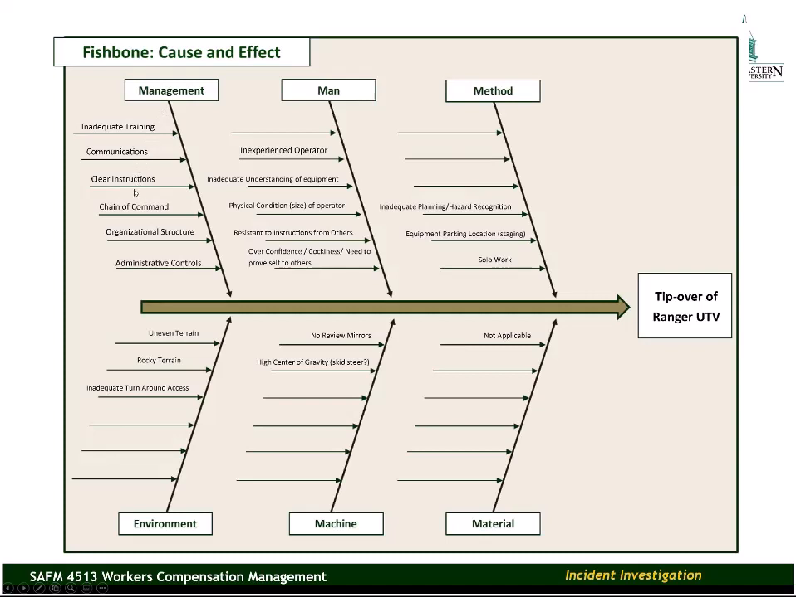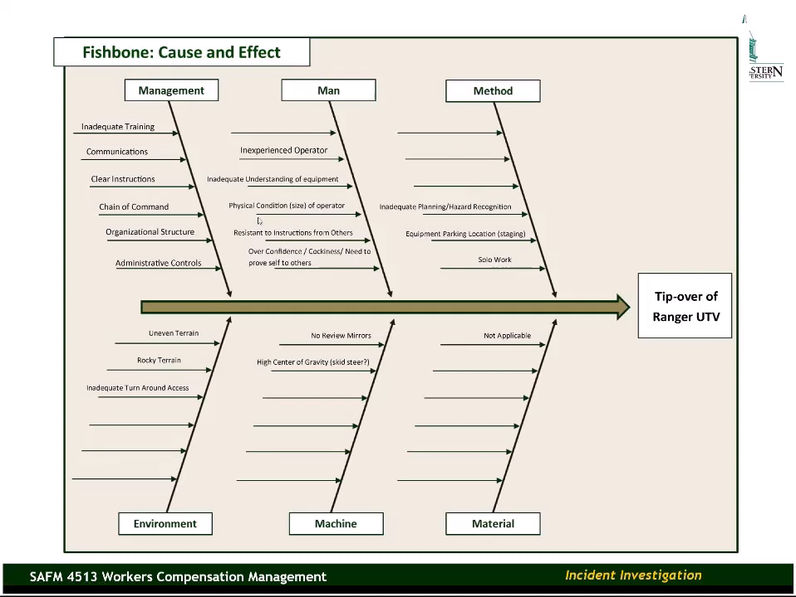There weren't clear instructions given. The chain of command wasn't working properly, which goes back perhaps to the organizational structure and administrative controls that management would have control over. We're talking about management really at the project level in this case. As far as factors associated with the people involved in the man category, we had an inexperienced operator. He didn't understand the equipment. He was also, his physical condition really wasn't suited for this piece of equipment.